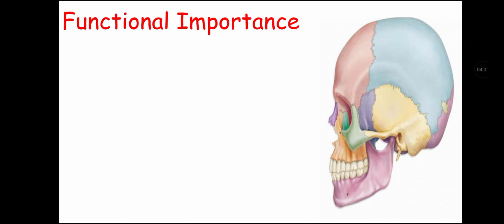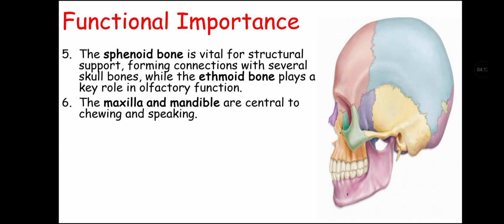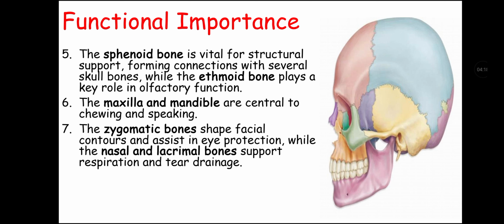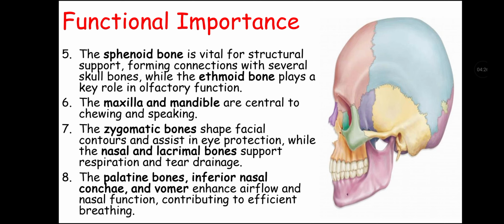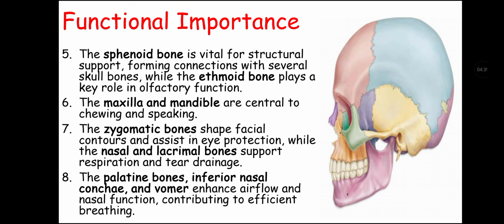Further talking about the functional importance of skull bones, we have the sphenoid bone, that is vital for structural support, forming connections with several skull bones, while the ethmoid bone plays a key role in olfactory function, and the maxilla and mandible are central to chewing and speaking, while the zygomatic bone shapes facial contour and assists in eye protection, and the nasal and lacrimal bones support respiration and tear drainage. Further, the palatine bone, inferior nasal conchae and vomer enhance airflow and nasal function, contributing to efficient breathing. So this was all about the functional importance of all the bones in the skull.